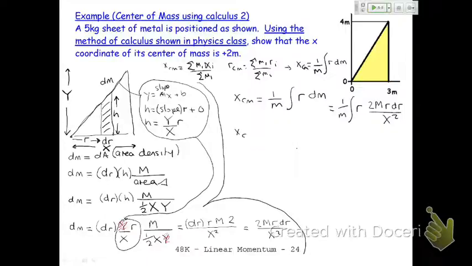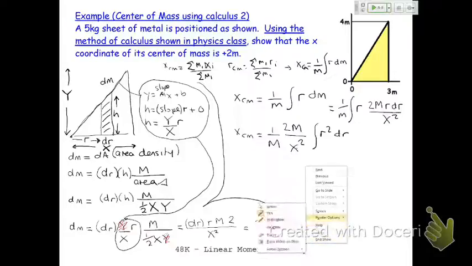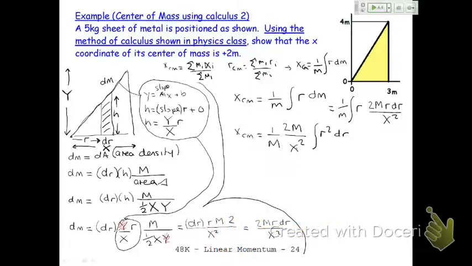So my x centre of mass is equal to 1 over m. Let's bring out all the common stuff. 2m, not common, constant stuff, over x squared. Took my 2m out, took my x squared out, left my 1 over m out. Integral of r squared dr. Let's do a little bit of cancellation there. The m's go away again.